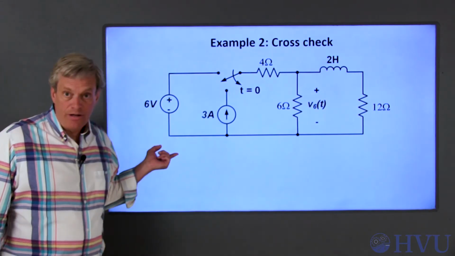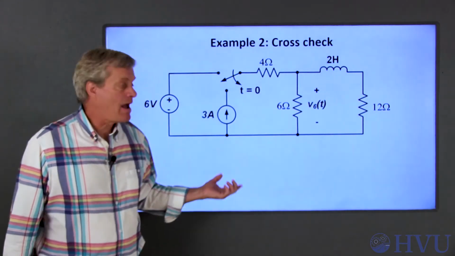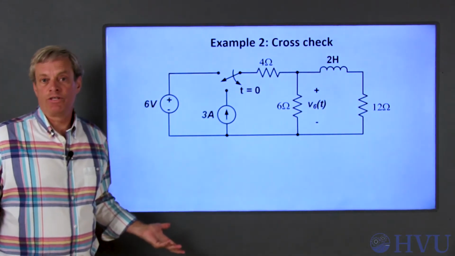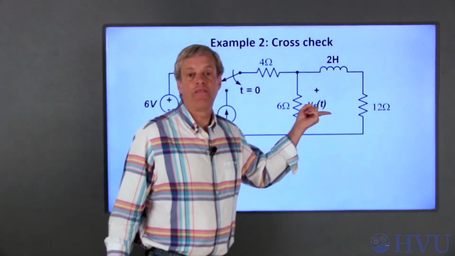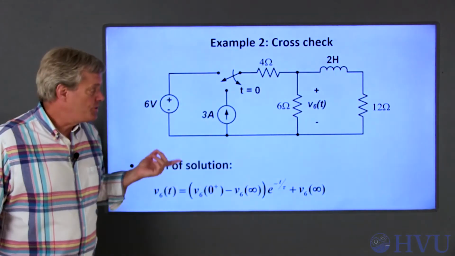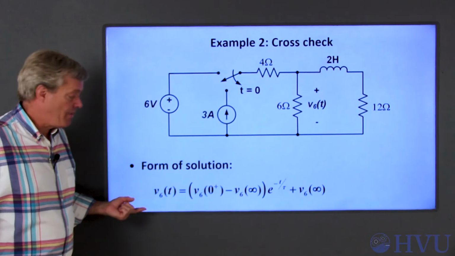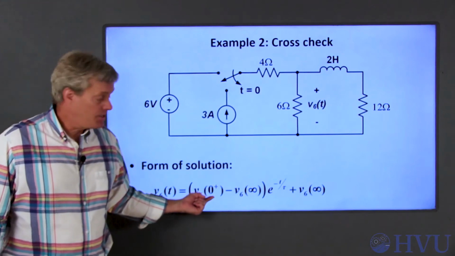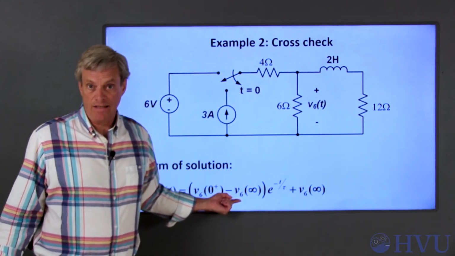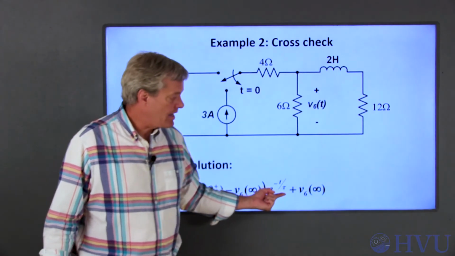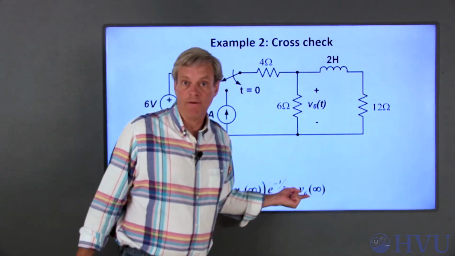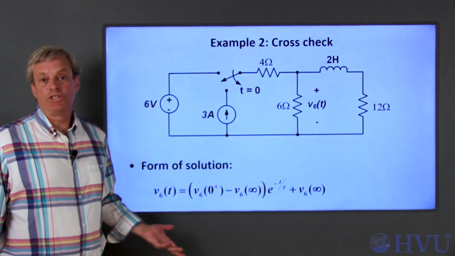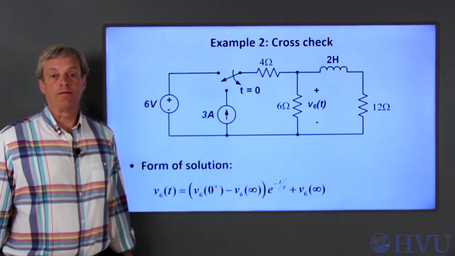Since this is a first-order linear circuit with a constant input, any parameter in the circuit, including V6 of t, will be described by the solution of a first-order differential equation along with the initial condition on the parameter of interest. The solution of the differential equation will be in its usual form, as shown here. So V6 of t is equal to V6 of 0 plus, the initial condition, minus V6 as time goes to infinity, the final value, times e to the minus t over tau, plus the final value of V6 of t. Finding the initial conditions and the final values on V6 provides a method for double checking the result I got earlier from the inductor current.